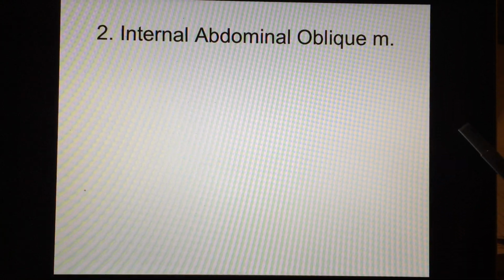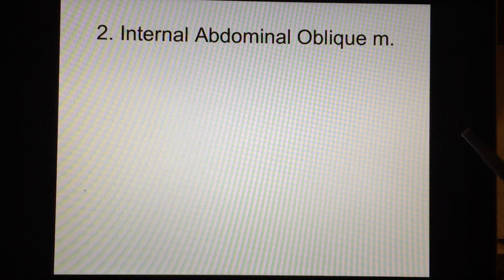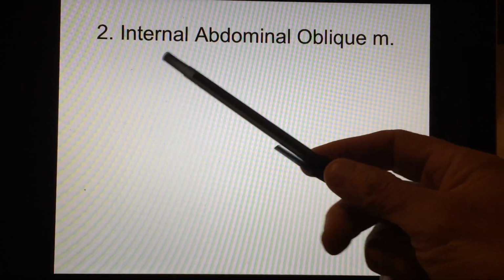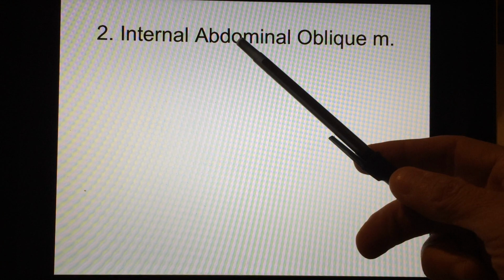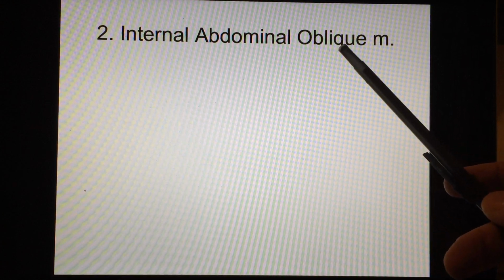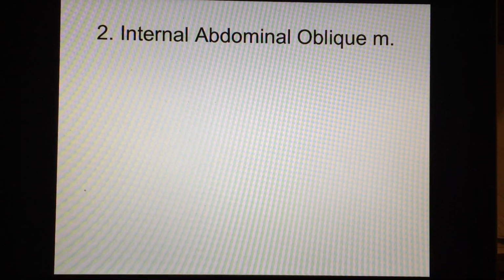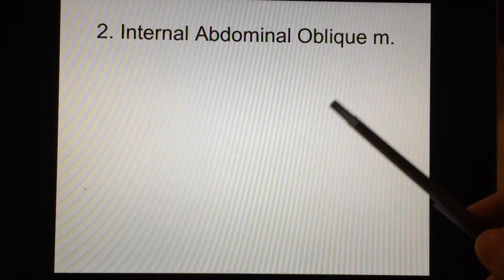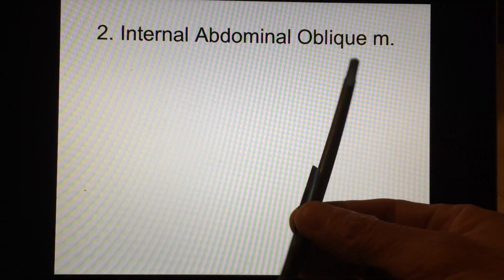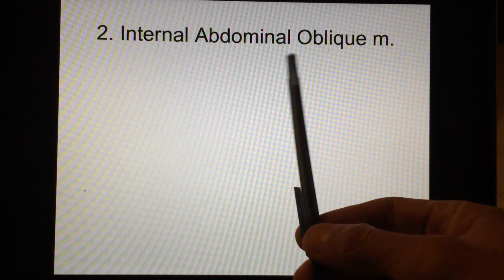Let's take a look at the internal abdominal oblique. Okay? Now, internal means inside, closest to the center. That refers to the regional term. Oblique is the directional term. Which way is oblique in terms of direction of fiber? That's right. It's at an angle to the midline, either like that or like that.